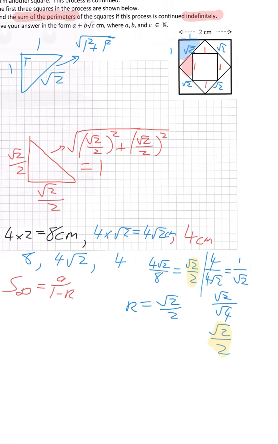So my A value, the first term, is 8. So 8 over 1 minus root 2 over 2. Now I'm going to put this straight into my calculator. And that gives us 16 plus 8 root 2. And that's the final answer then. And you can see as well in the question, they say to give your answer in the form of a plus b root c, where a, b, and c are all natural numbers, and I can see 16, 8, and 2, they're all natural numbers. So that's the question done.